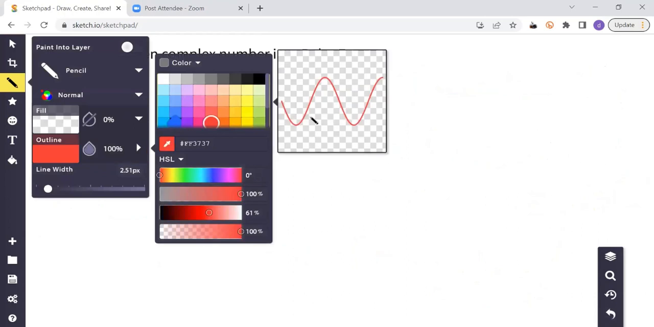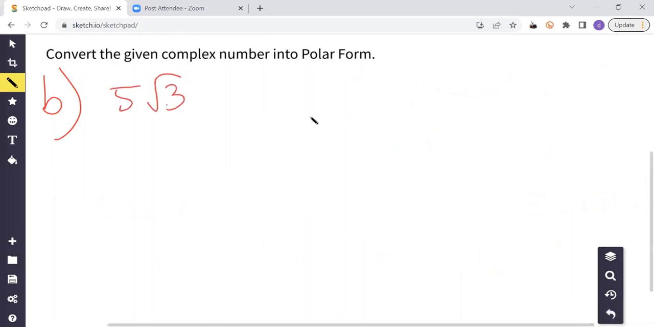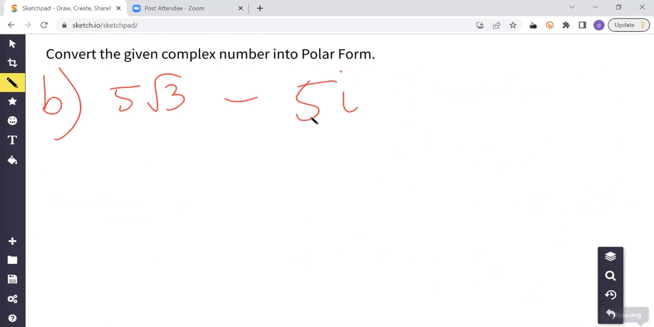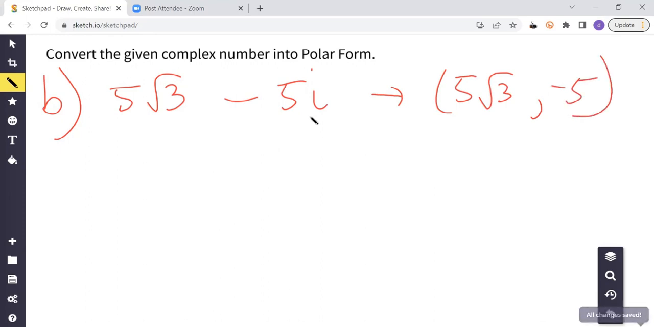All right, let's see. So example B, let's go with 5 square root 3 minus 5i. Let me write that a little bit smaller, like that. So this number is in rectangular form. And basically the point that you plot is (5 square root 3, negative 5). And that would be in quadrant 4, right? This would be in quadrant 4.